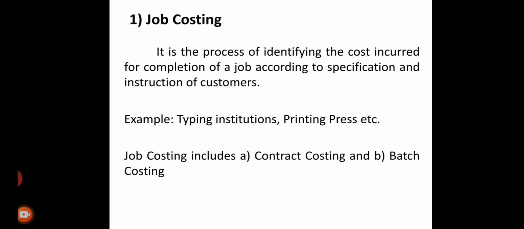First one, job costing. It is the process of identifying the cost incurred for completion of a job to the specification and instruction of customers. If the job is completed in accordance with the specification and instruction given by the customer, it is known as job costing. For example, typing institution, printing press. Job costing includes contract costing and batch costing.